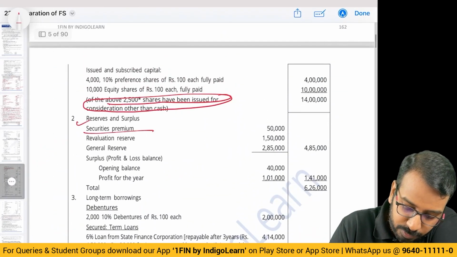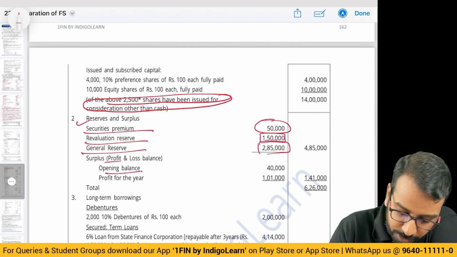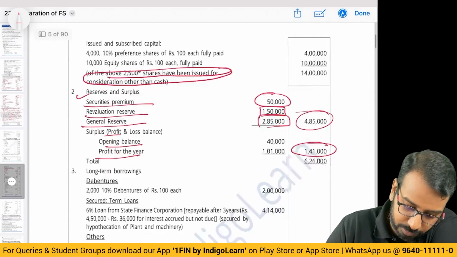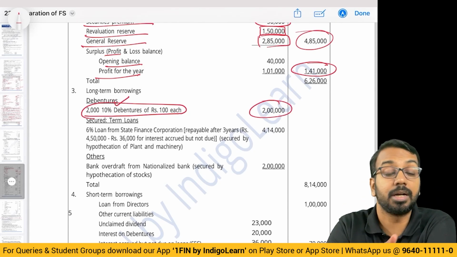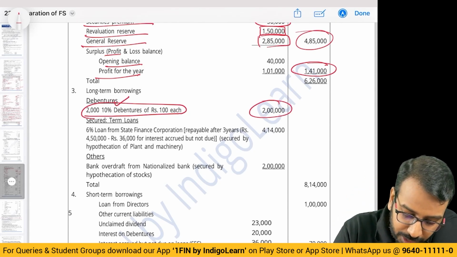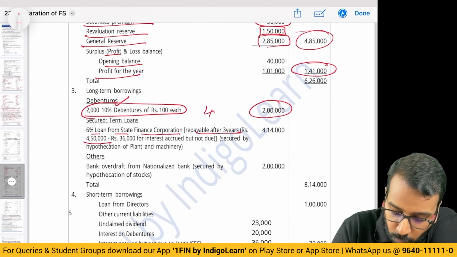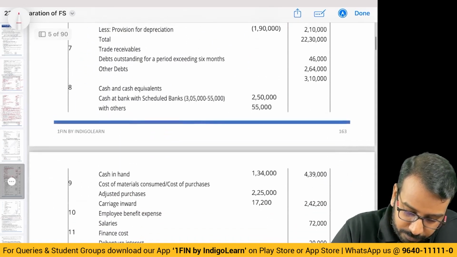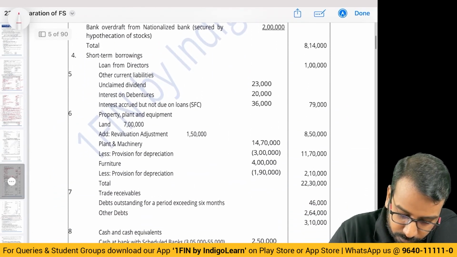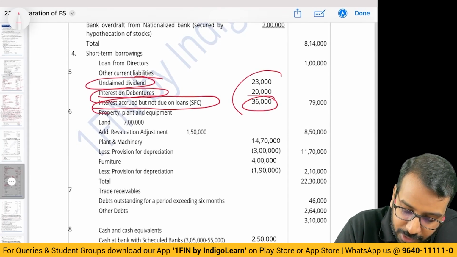Then reserves and surplus: securities premium from the trial balance, revaluation reserve for the land which has been revalued, general reserve 285, P&L opening balance, and profit for the year. This is the total number. Long-term borrowings: debentures 10% of 100 each, 2000. This 10% debenture interest is outstanding, and that has to be provided. 6% loan from State Finance Corporation, repayable after 3 years, 450. 450 is the loan minus 36,000 is interest. So the loan component is only 4,14,000. This 36,000 you will show under current: interest accrued but not due, 36,000. Interest on debenture, unclaimed dividend, current liabilities.